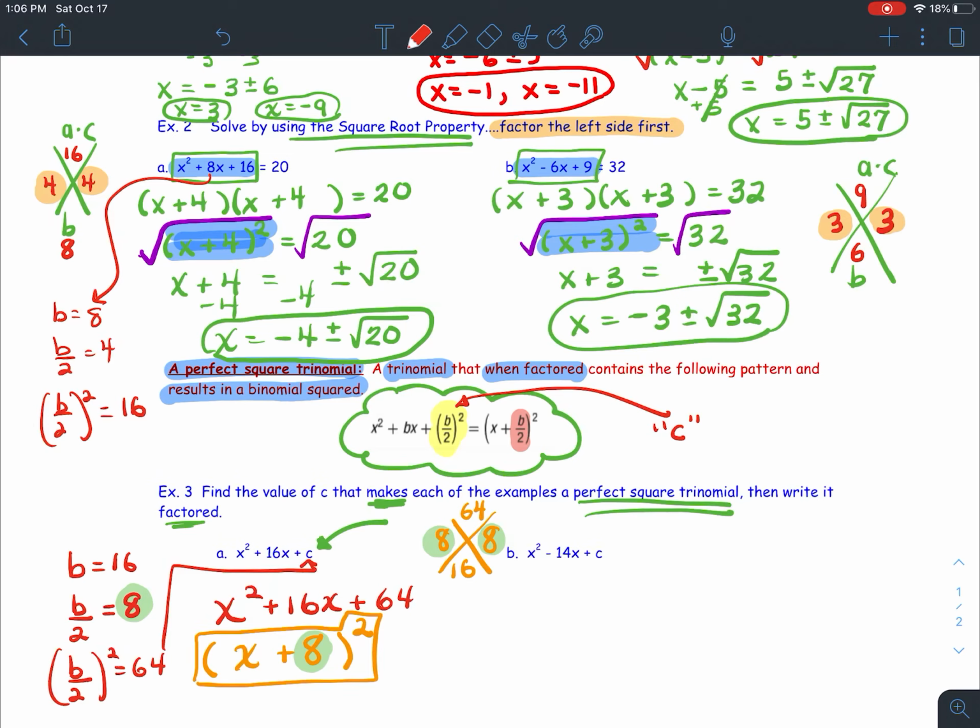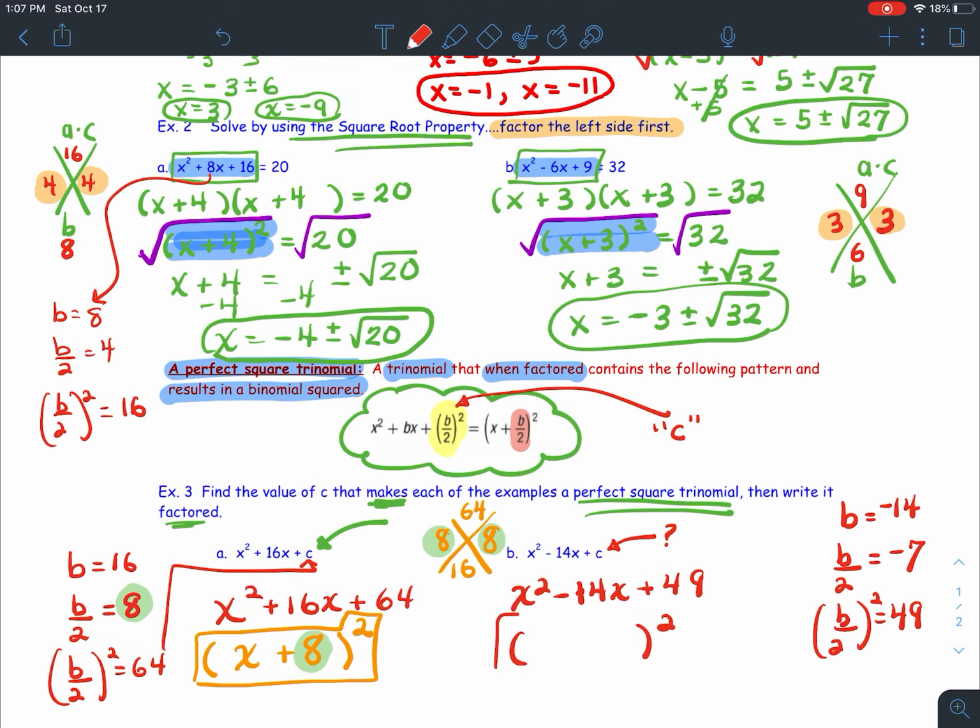So let's try one last one here, and this will set the stage so that when we start talking about completing the square together, it'll be much easier that we've discussed this already. Okay, so first of all, we're trying to figure out what is the C value that would make this a perfect square trinomial. So I'm going to say, well, the B value is negative 14. If I divided that by 2, that would be negative 7. If I squared negative 7, that would be 49. So that means the C value should be a 49.